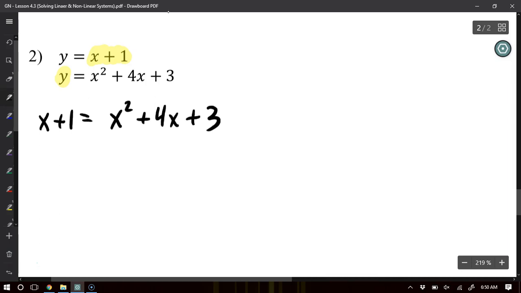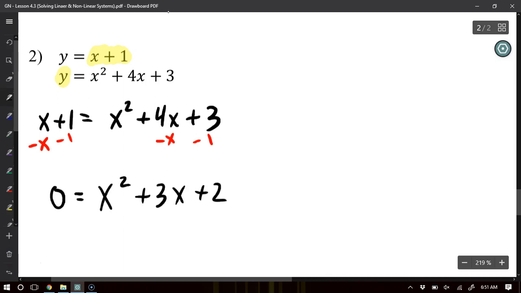No distributing needed. No combining like terms needed. But I do notice I have to set it equal to 0 to factor. So I'm going to subtract the x, and I'm going to subtract the 1. So I have x squared plus 3x plus 2.